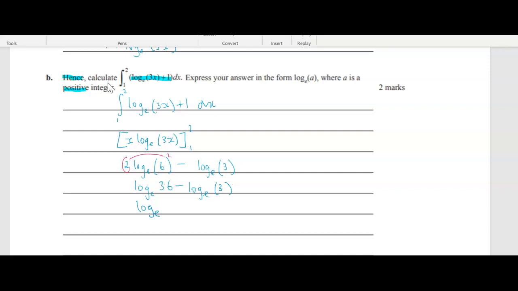All right, so because we've got the same base, we can actually divide our arguments. So 36 on 3. So that's log, and 36 divided by 3 is 12. All right, so there's our answer.